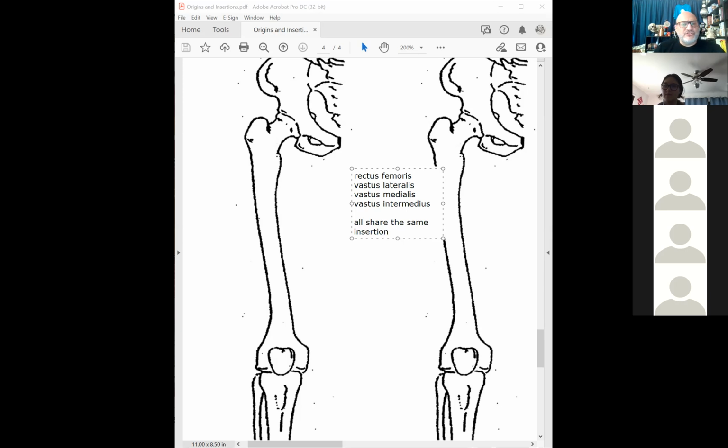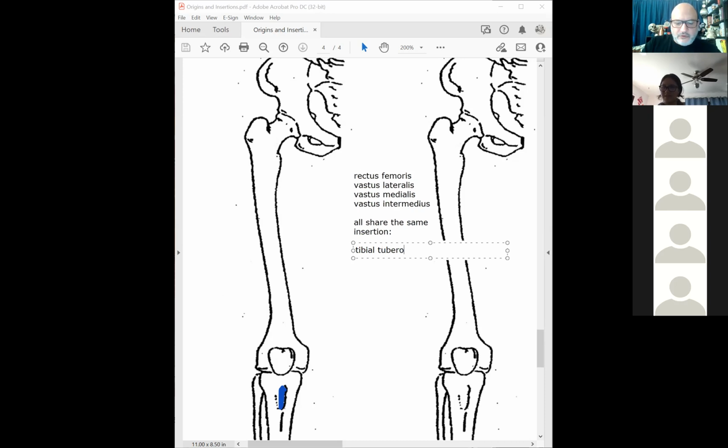all share the same insertion, right? And what is that insertion that all four of these share? Quadriceps tendon to patella, then patellar ligament to tibial tuberosity. Excellent. But remember, the insertion is actually the bone that they ultimately attach to. So you absolutely have the right idea. The insertion is actually the tibial tuberosity.